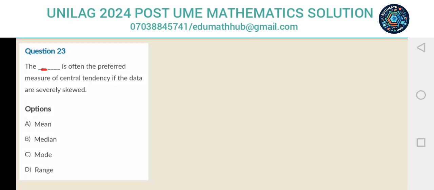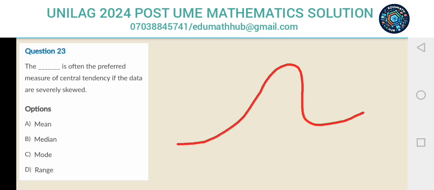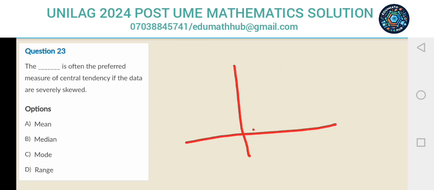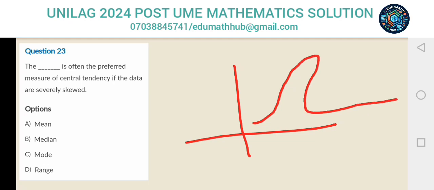Third question. The dash is often the preferred measure of central tendency if the data are severely skewed. Now, what's a skewed data? That's a data that does not have an even distribution. Like when you draw the frequency graph, instead of it looking like this, an even distribution, it will look something like this. One part will be higher, then this one will now be bent like this. Okay, that's an uneven or a skewed distribution. So the best measure of central tendency that you need in this case is the median. What you need is the data that is in the middle, not the mean or the mode. Okay, so the answer is median.